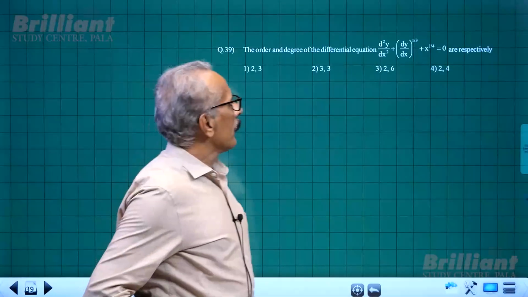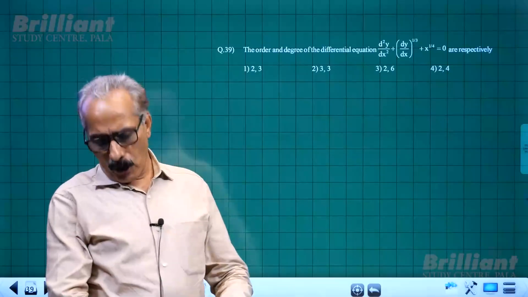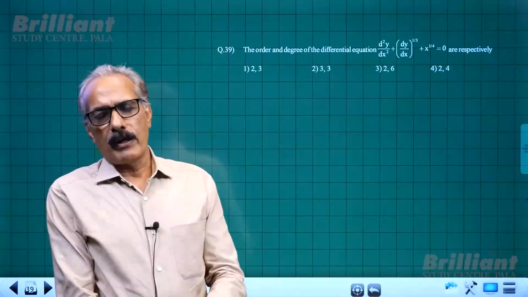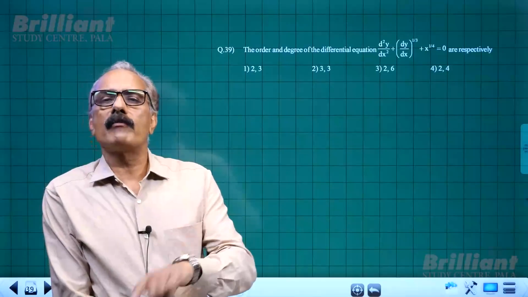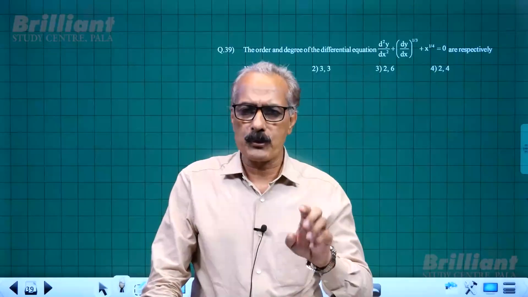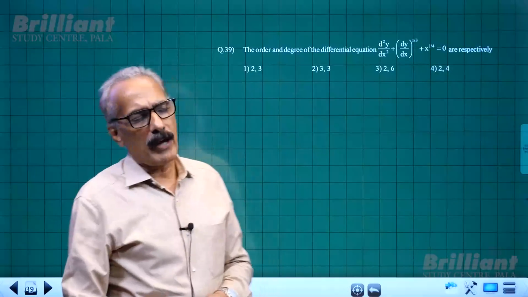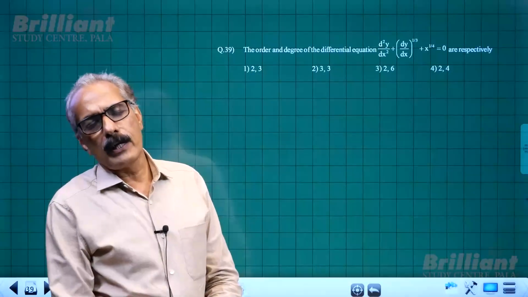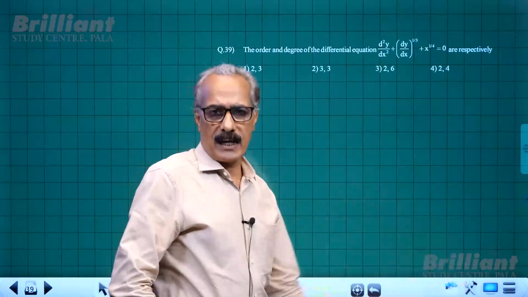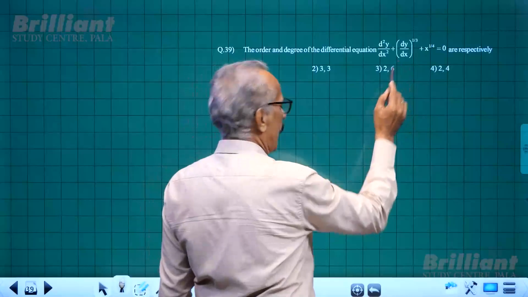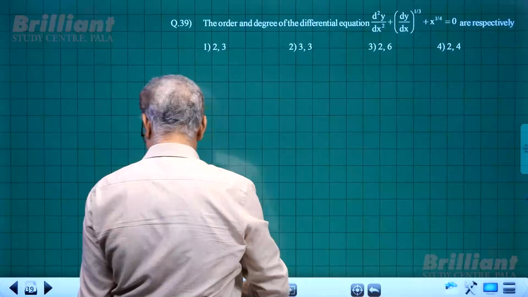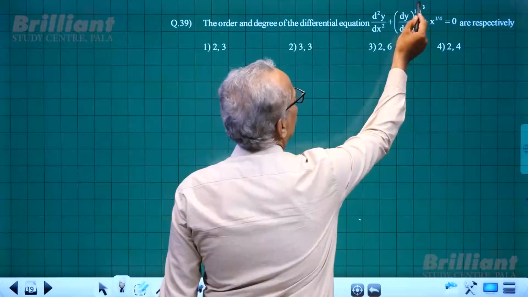The order and degree of the differential equation. What is the order and degree? Order is the order of the highest order derivative. What is degree? Degree is also the degree of the highest order derivative. So, for both order and degree, you have to observe the highest order derivative. But while evaluating the degree, the degree of every derivative must be a natural number. It should be free of radical sign also. This is called radical sign, raised to 1 by 3. So, it should be free of this.